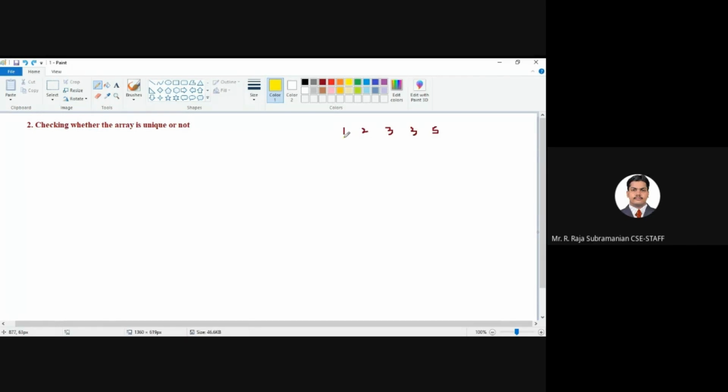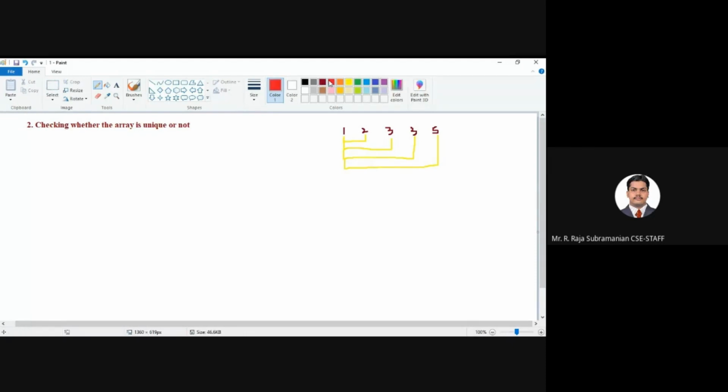So I'll compare 1 with 2. The first element is not equivalent to the second element. Next, 1 will be compared with 3. The first and the third element are not the same. Next, the first and fourth element, and the first and fifth element. I'll first finish this comparison and say that my first element is unique, right?